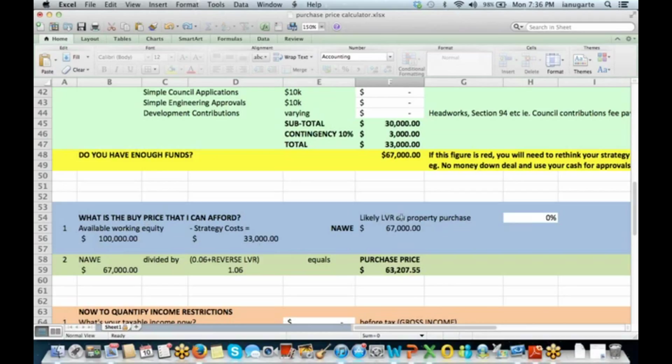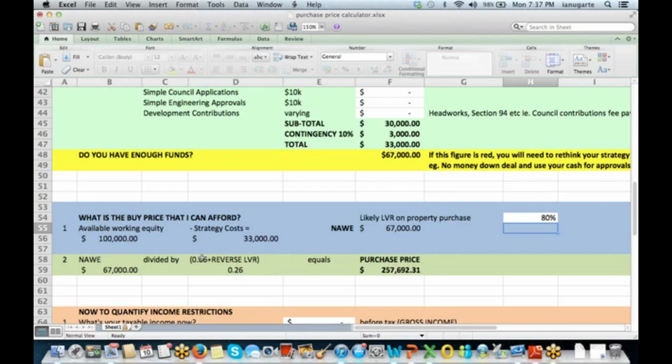Now we have to say our likely LVR on the property purchase. So the property that we are purchasing, how much is it going to cost us? What type of loan to value ratio will I get? Now, above here, we used 80%, so let's just stick with 80%. If I put 80% in there, it automatically tells me my purchase price is $257,692. I can afford to go and buy this property here, and with buying that property, I'll have enough for my 20% deposit.